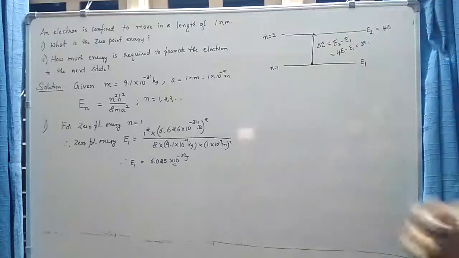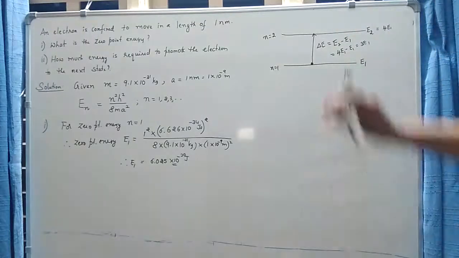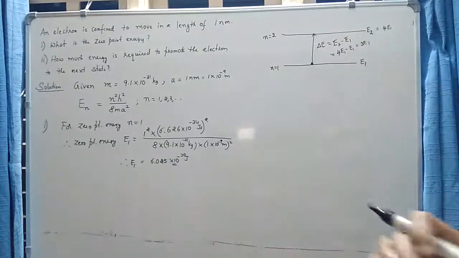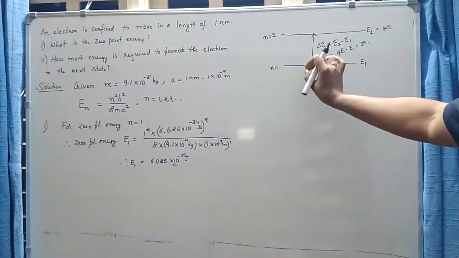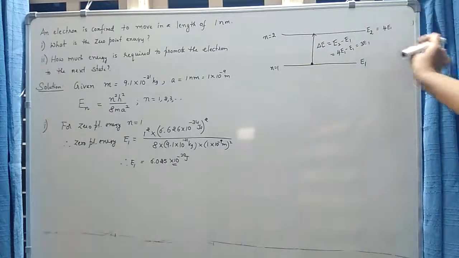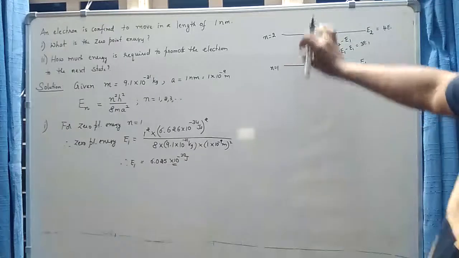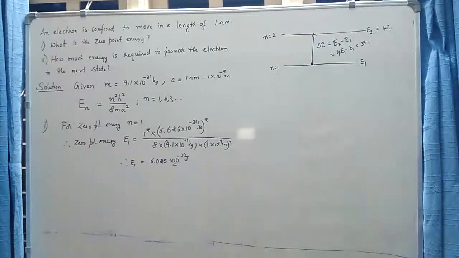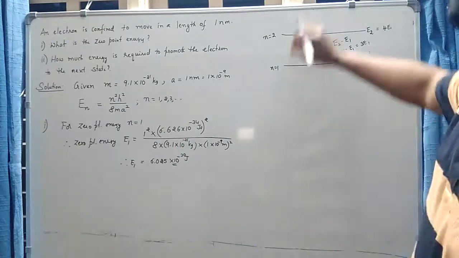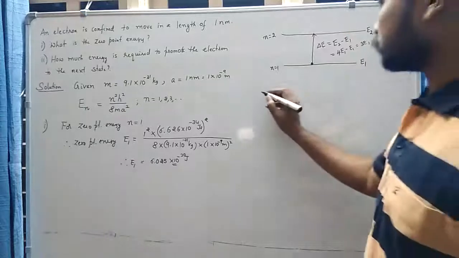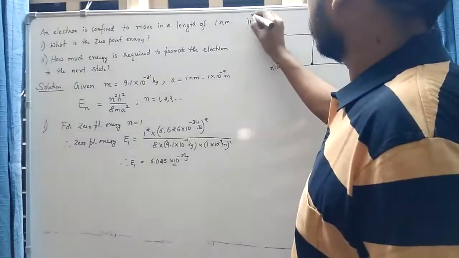So the energy gap between these two states, or these two energy levels, is 3 into E1. The particle is already having energy E1. If I supply additional energy 3E1, then it is promoted to the next state. So 3 into E1 amount of energy is required to promote the electron from the ground state to the next state. So this is the second problem.